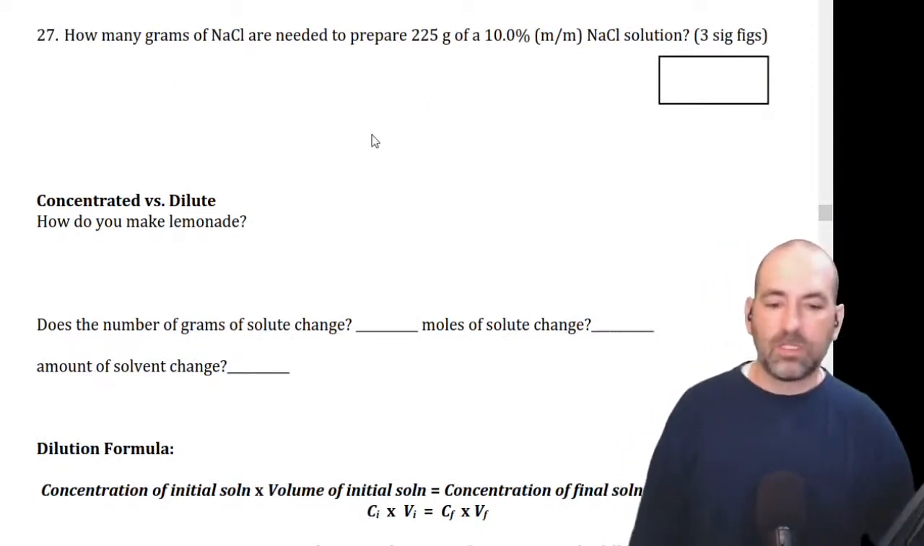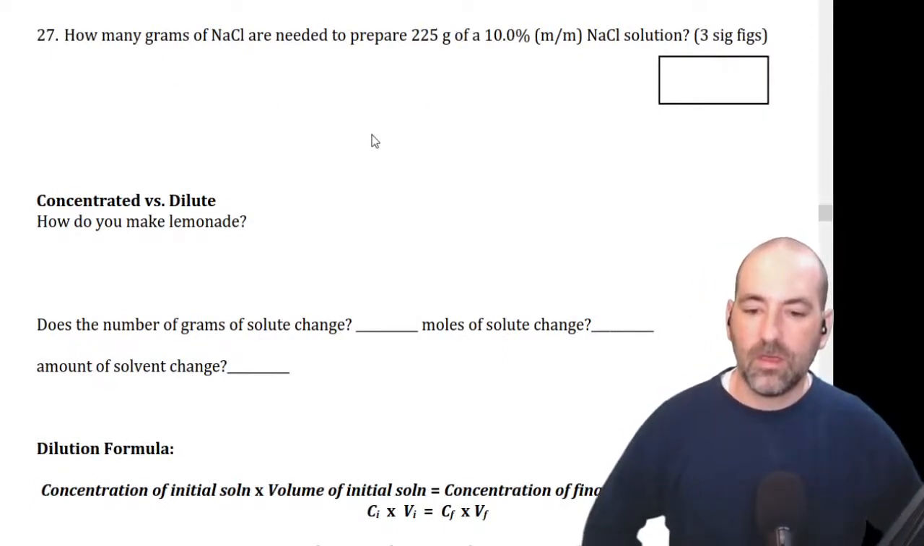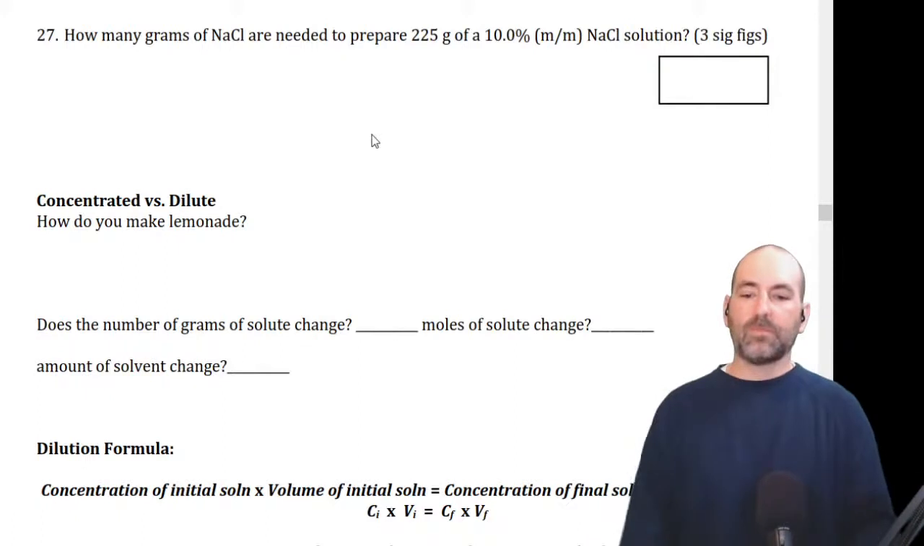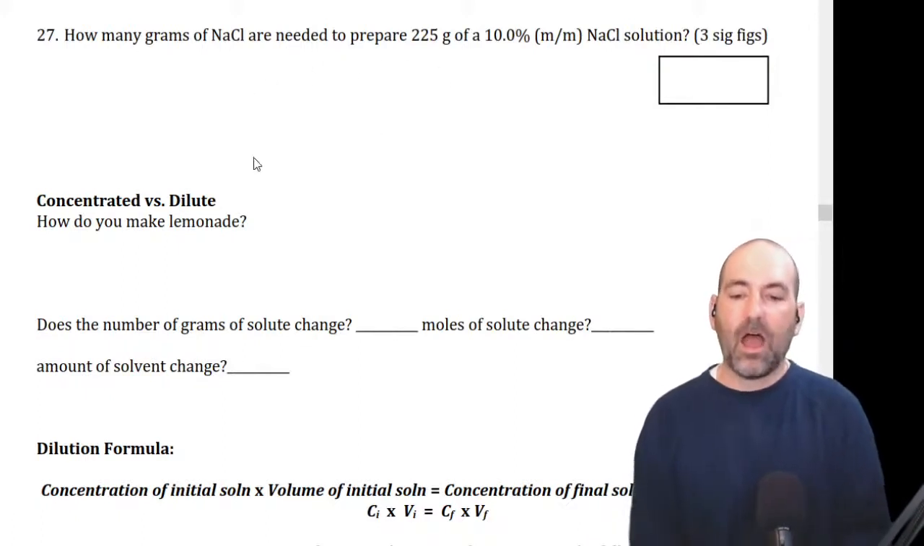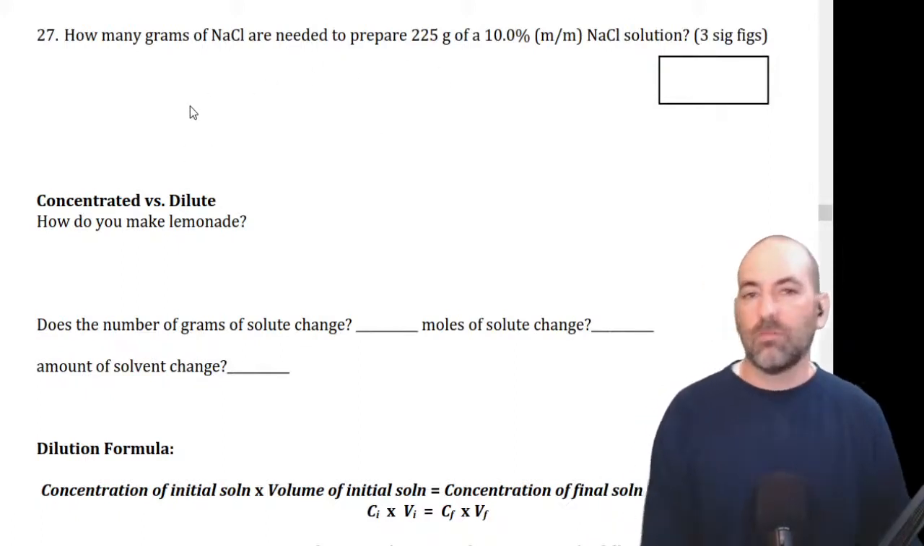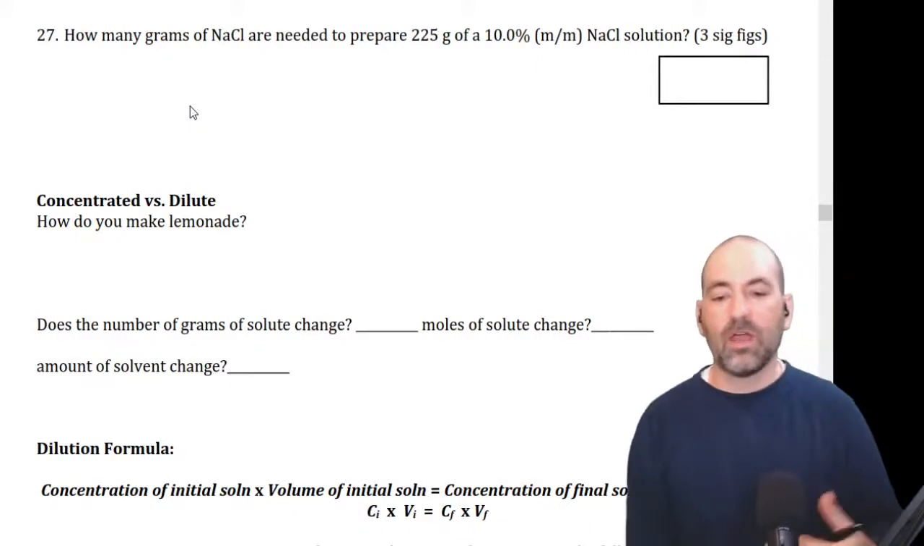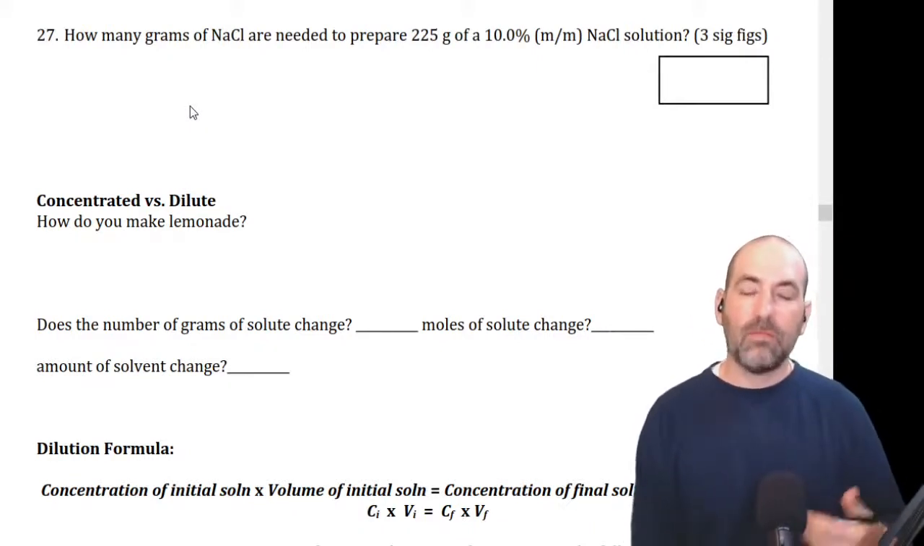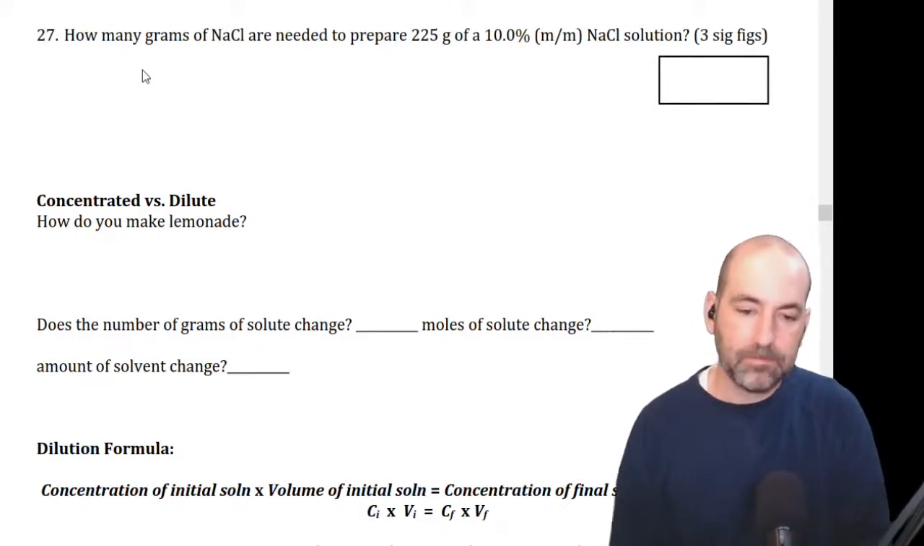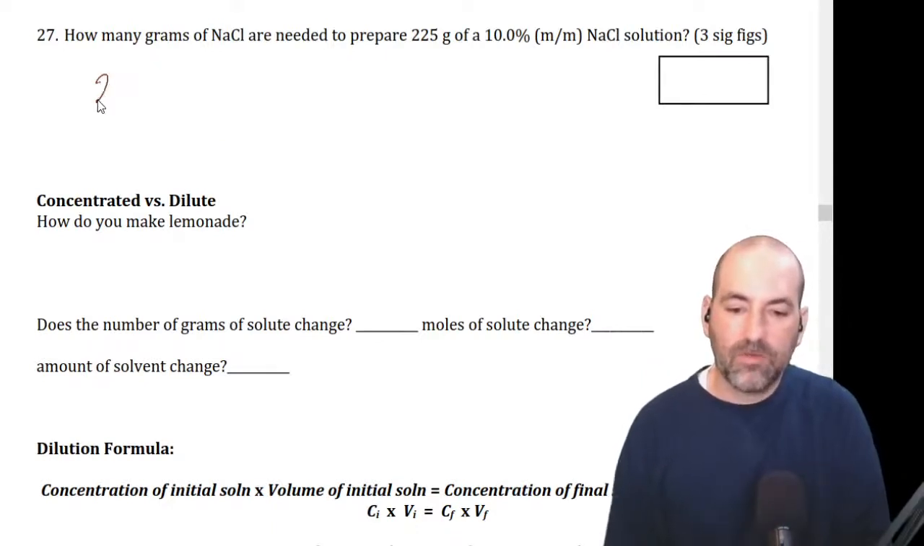All right, and then we can do a similar technique with the mass percent. In this case, instead of asking how many grams of something are needed for a certain molar solution, it says how many grams of this are needed for a mass percent solution. So in this case, we've got 225 grams of solution.